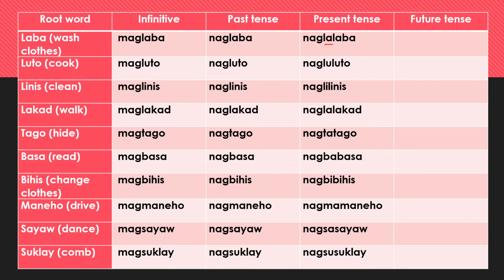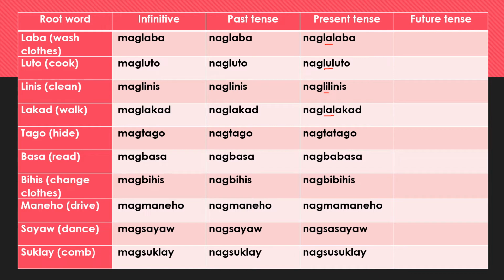Next the root word is luto. So the first syllable is lu. So you double it. Nagluluto. Ang sunod is the root word linis. The first syllable is li. So naglilinis. Next is the root lakad. So the first syllable is la. Naglalakad.